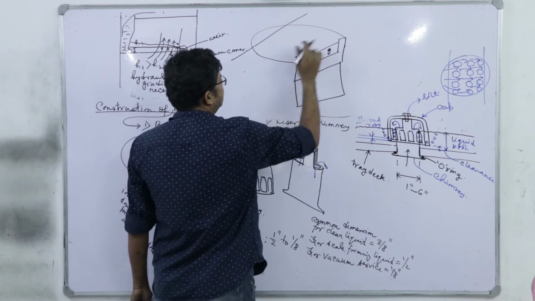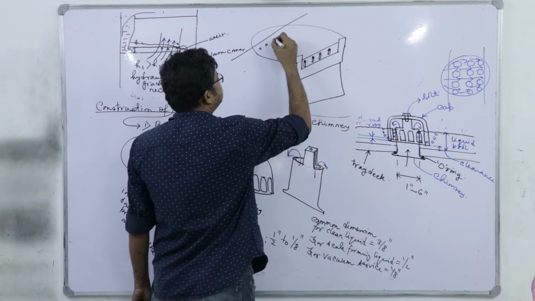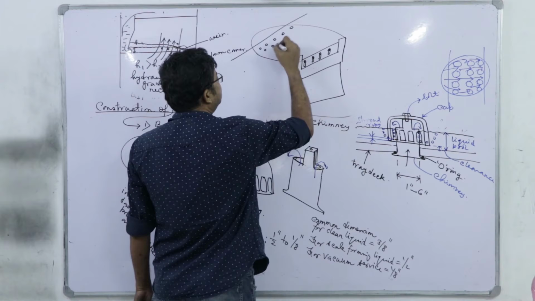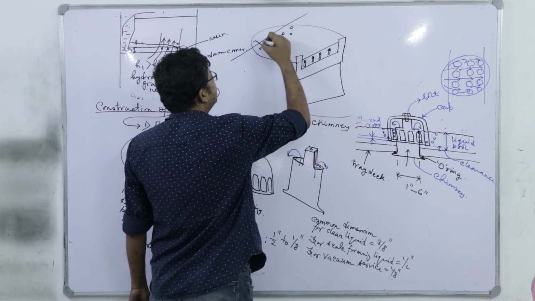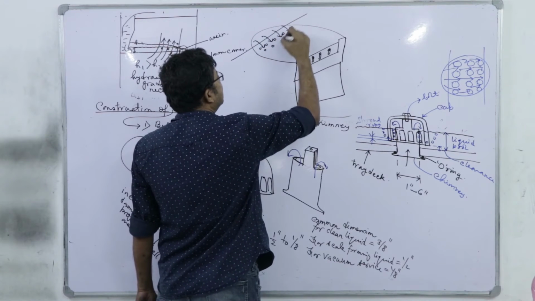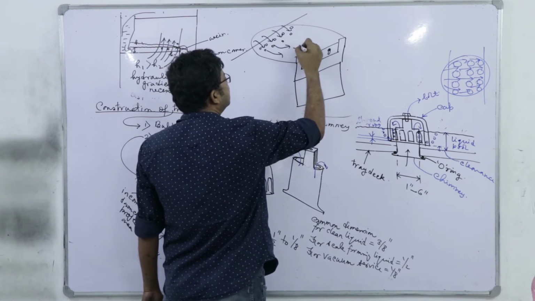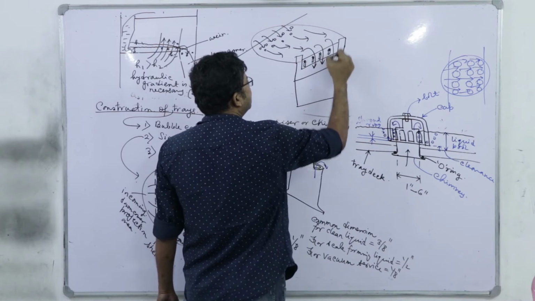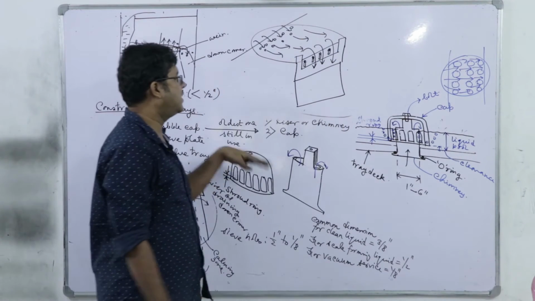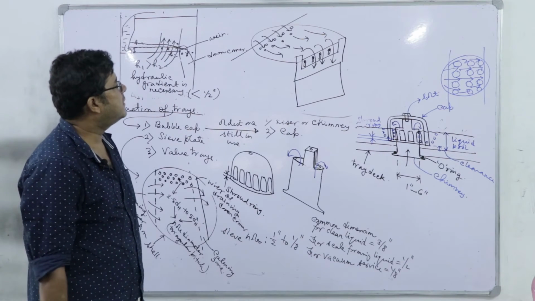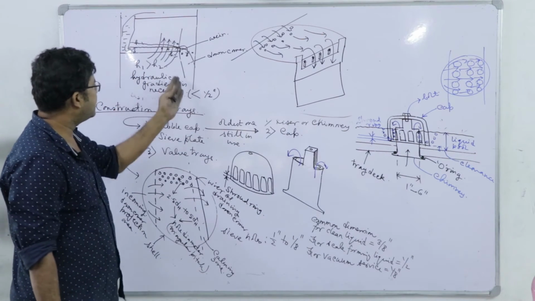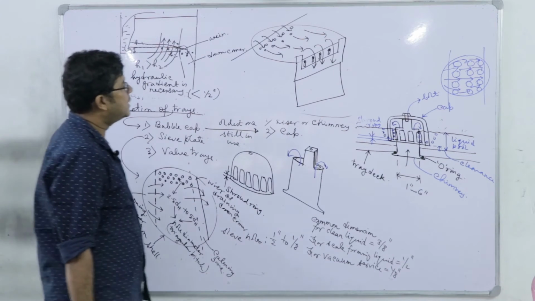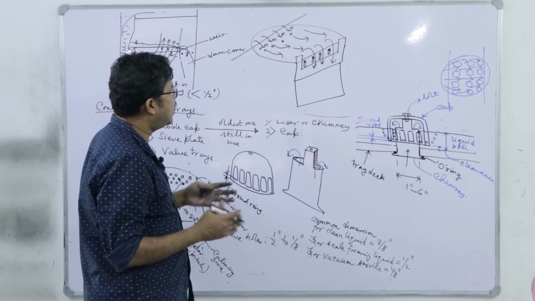So, these slots we adjust, and let us say these are the sieves. The liquid will move out like this and it will fall into the downcomer and go to the next plate. Now, you see this downcomer, it has got varying volume.